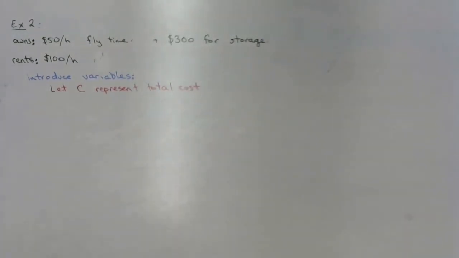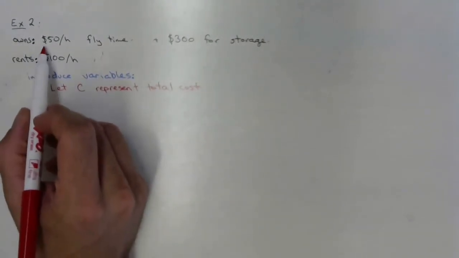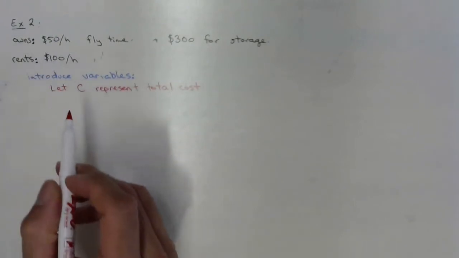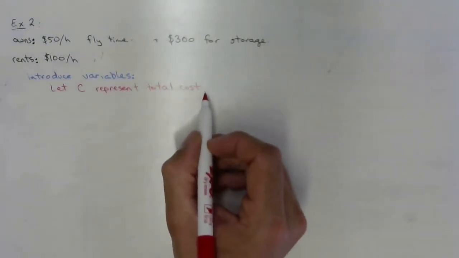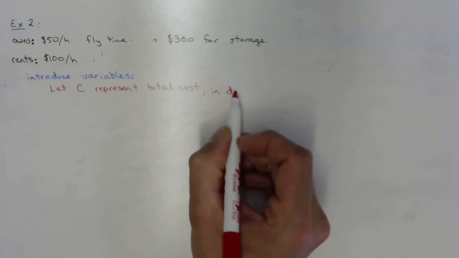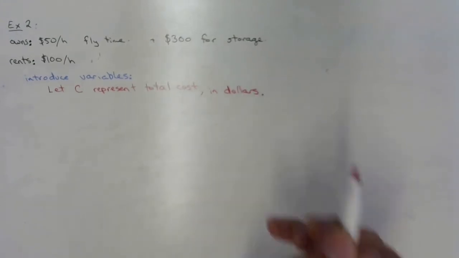Now, when I get into doing my algebra and I end up with a number, how do I know I'm not talking about pennies or euros or yen or pounds? How do I know I'm talking about dollars? I need to specify that. All the problems are given in dollars, so I need to let C represent total cost, comma, in dollars.